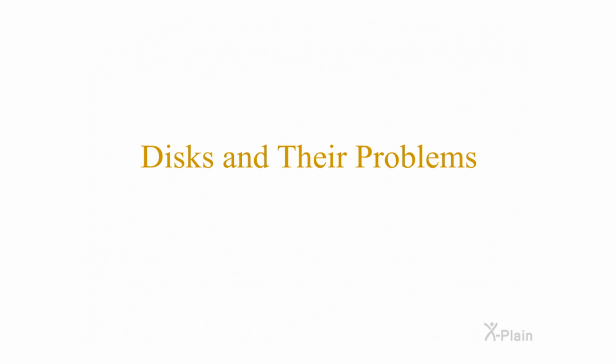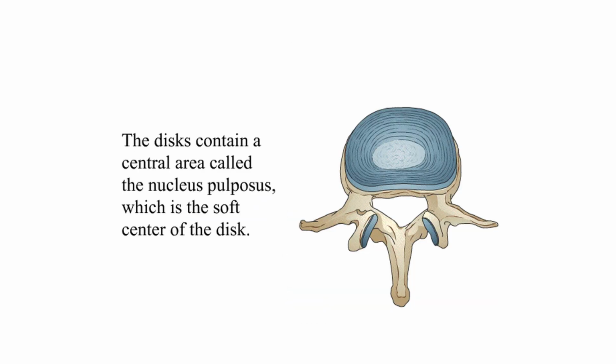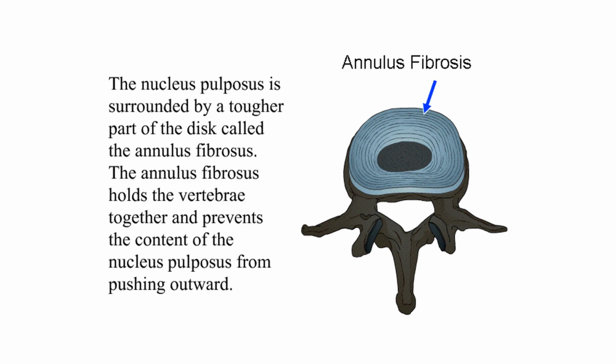Discs and their problems. The discs in the back act as cushions between vertebrae. The discs contain a central area called the nucleus pulposus, which is the soft center of the disc. The nucleus pulposus is surrounded by a tougher part of the disc called the annulus fibrosus. The annulus fibrosus holds the vertebrae together and prevents the content of the nucleus pulposus from pushing outward.